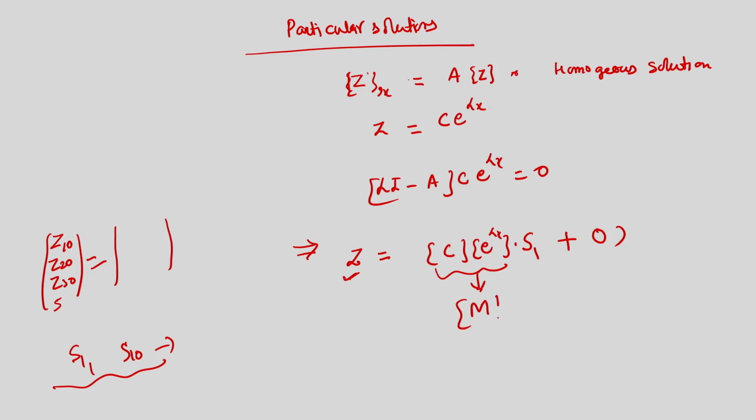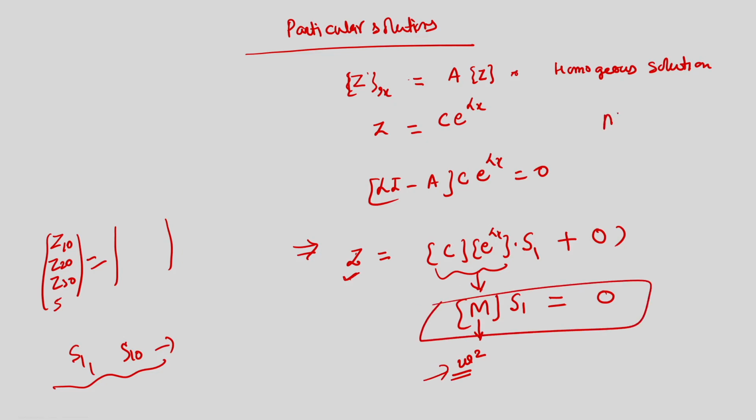matrix, right hand side will be 0, and in this M we have an omega term, omega square is there. So we do not know the natural frequency of the system. So we have a system like this, M S equal to 0. So a homogeneous equation.